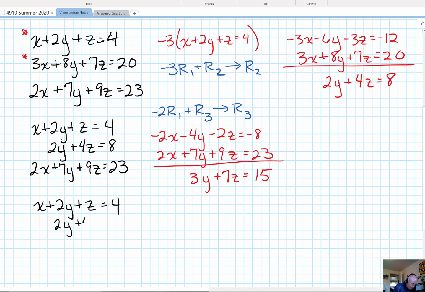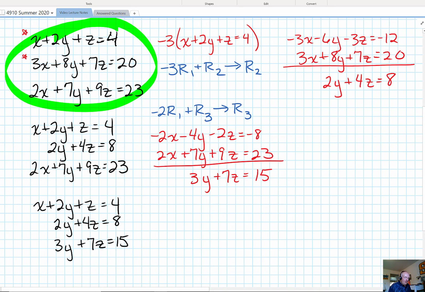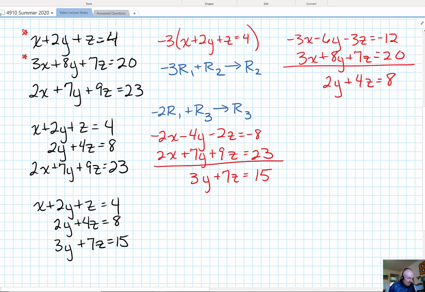2y plus 4z equals 8. And my new row 3 is 3y plus 7z equals 15. Now I want you to understand something here. There are many ways I can solve this original system using elimination, but they all follow the same pattern.